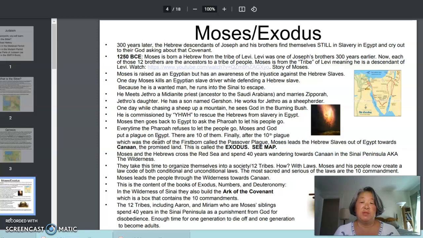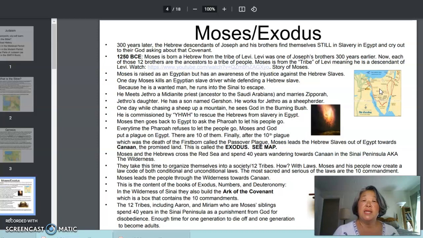He's raised as an Egyptian, but somehow he has some understanding of kind of righteous behavior. He sees a slave driver beating up a Hebrew slave. He kills him and then is forced to run out, and I'll point here, from Egypt into the Sinai Peninsula, into the Sinai wilderness, okay, because he's a wanted man. While he's out there, we believe that he learns about this religion from the Midianites, who he kind of encounters. He marries Zipporah and has a son, Gershon.